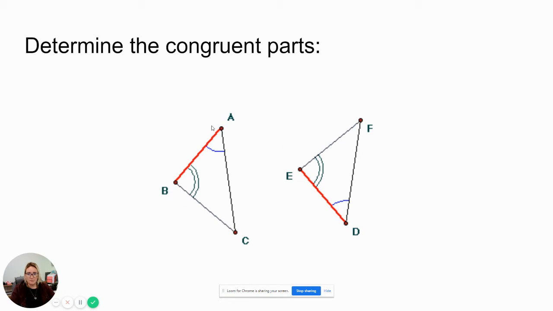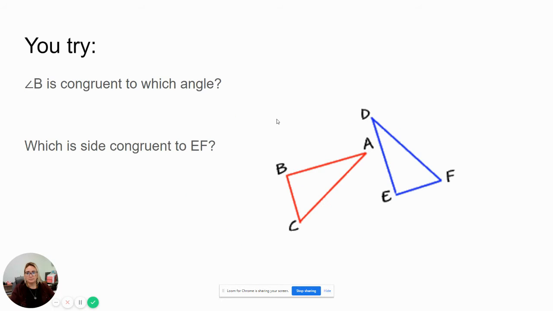Again, here's another example. Our side is the same here. We've recognized that the double lined angles are the same. The single lined angles are the same. Okay, so we're just identifying what congruent parts are there.